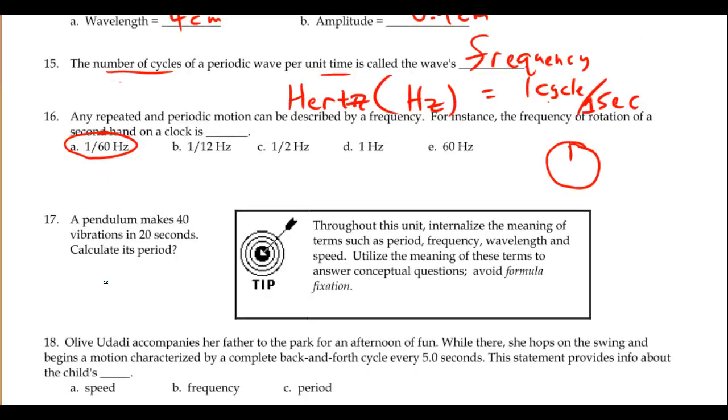Pendulum, we talked about pendulum earlier. If it makes 20 vibrations or 20 periods, now for a pendulum, that would be over and back, so 40 of those in 20 seconds. That would be 40 cycles per 20 seconds, which is equal to 2 hertz. 2 cycles every second of time.